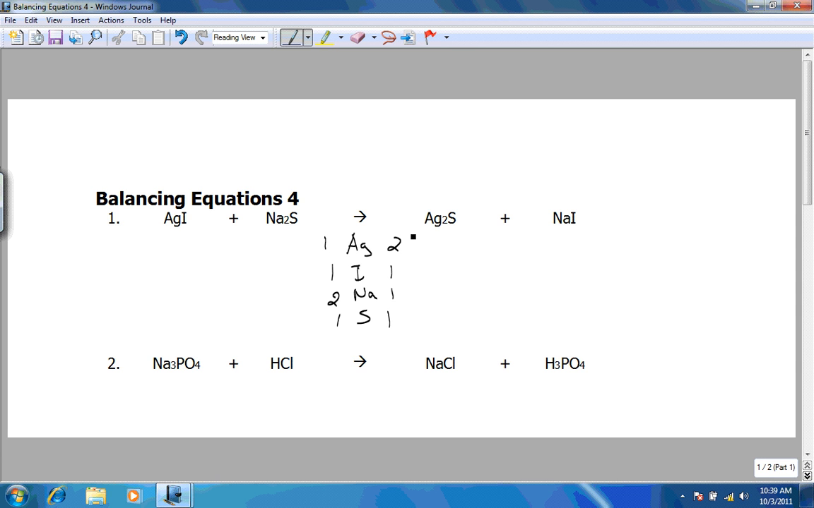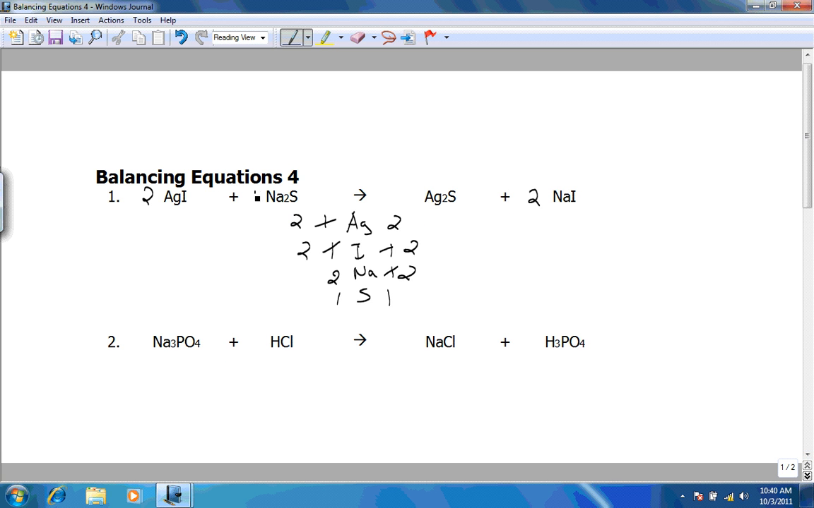We have two on the right, one on the left. So I'm going to multiply that by 2. And that changed our iodine in the process. So now we have 2 iodines on the left and 1 on the right. So I'm going to multiply sodium iodide by 2. And that changed our sodium, and that balanced out everything else. So our answer here is 2, 1, 1, and 2.